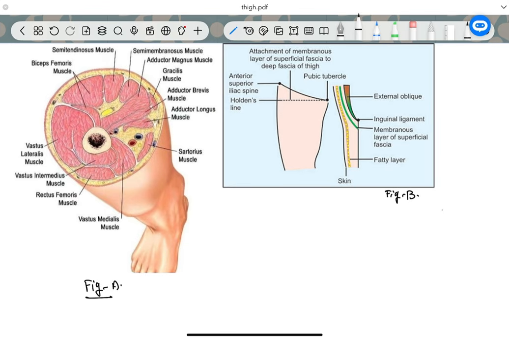When in the mid of the thigh we cut transversely, we can see from outside to inside, or from superficial to deep structures. So what is the first structure? Of course there should be skin. Then followed by superficial fascia, which has two layers, superficial fatty layer and deep membranous layer. After that the deep fascia, this white color. This deep fascia moves inwards to form septum and divides the whole thigh into different compartments. So on the screen you can see the deep fascia moving inwards and dividing the thigh into different compartments.